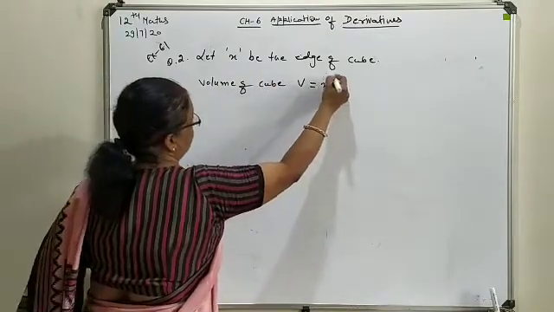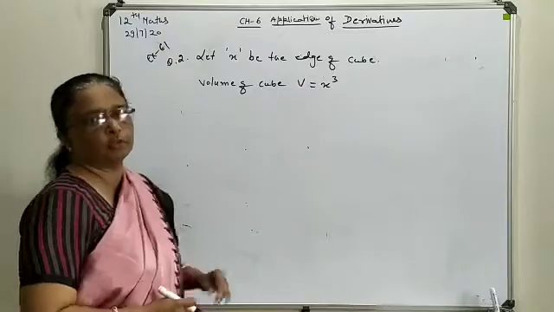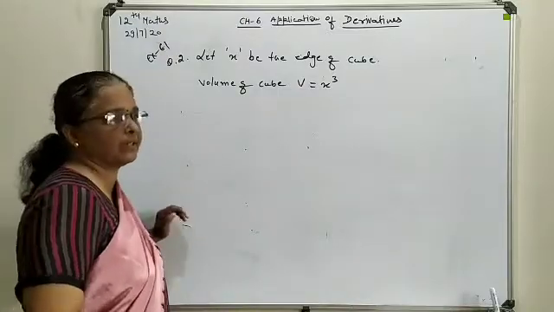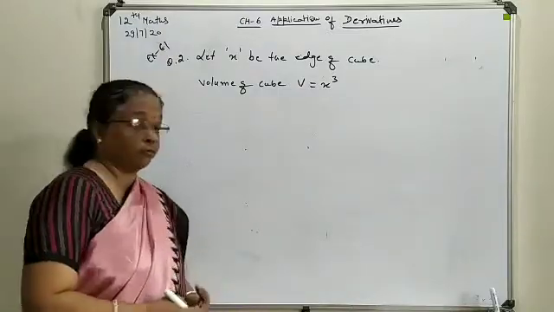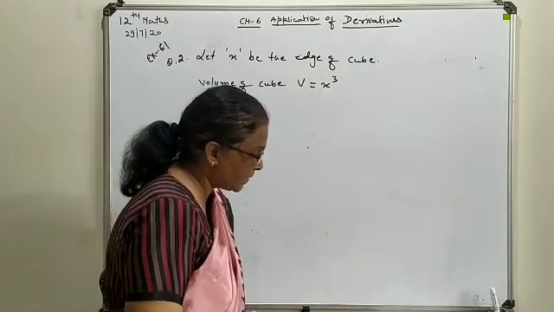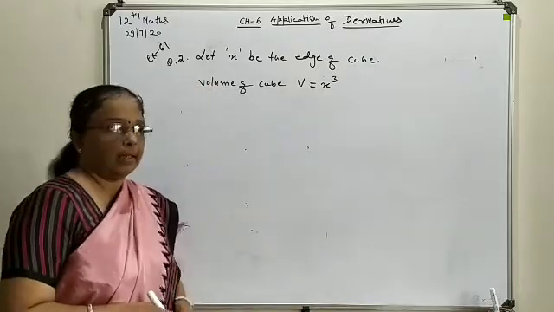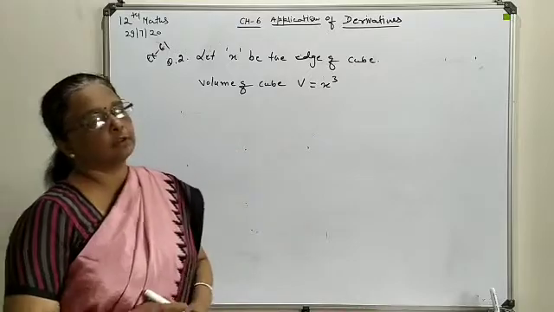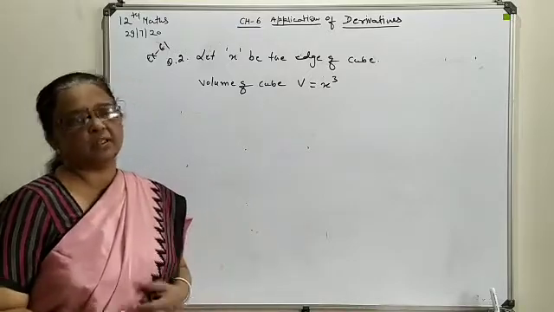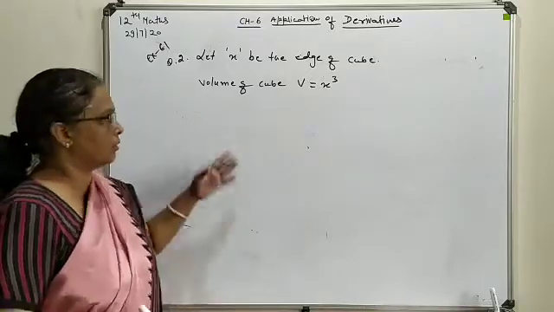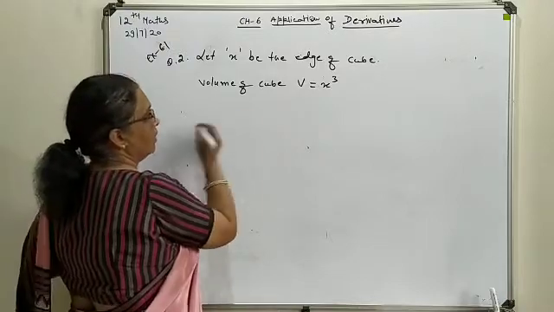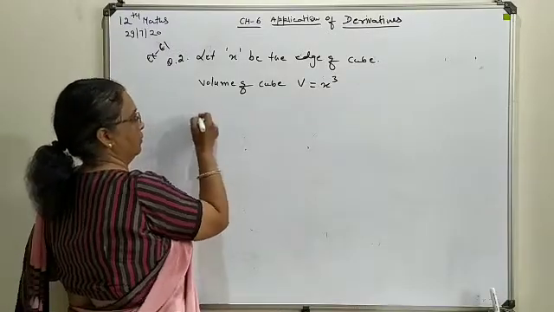It will be your side, x cube. What is the available information here? The rate of change of volume is 8 centimeter cube per second. So from the unit, it will be clear to you with respect to which parameter we have to find out the solution.